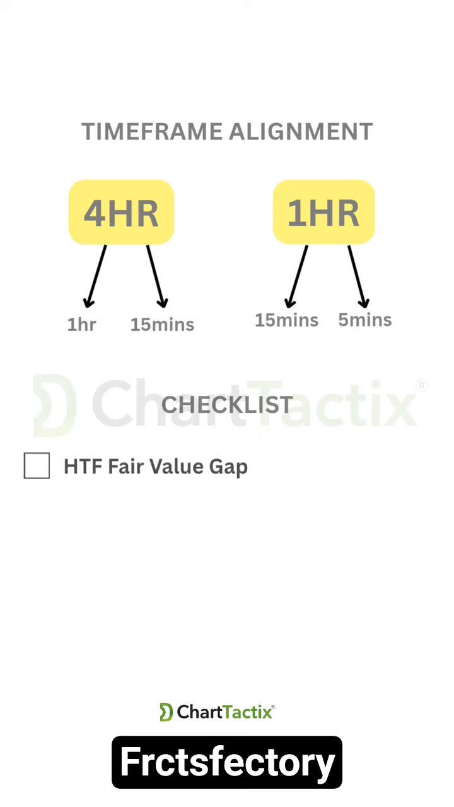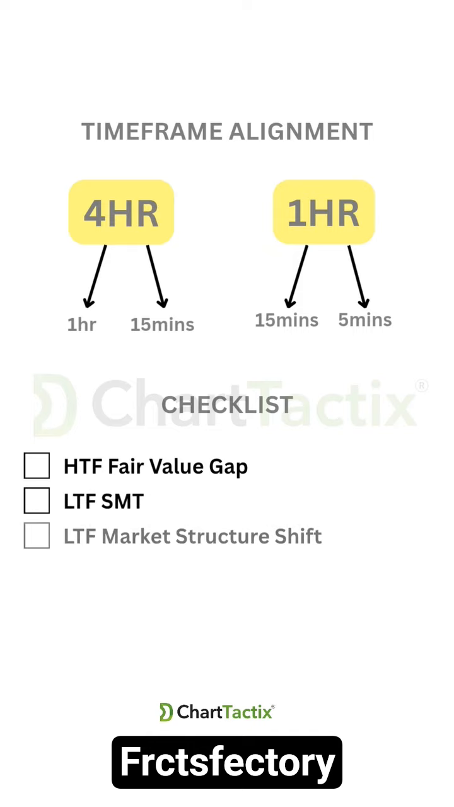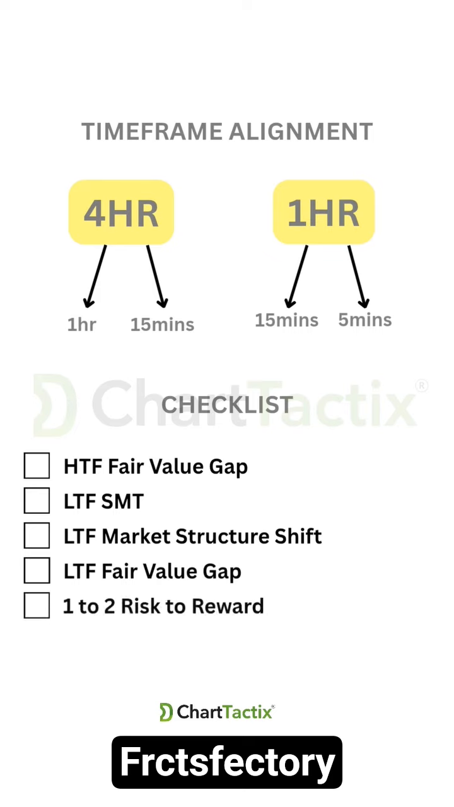First, you wait for your higher time frame fair value gap. After that, you drop down to the lower time frame. The first thing you look for is an SMT divergence. After the SMT divergence, you wait for a market structure shift. Then you wait for a fair value gap. And finally, you target a 1-to-2 risk-to-reward ratio.